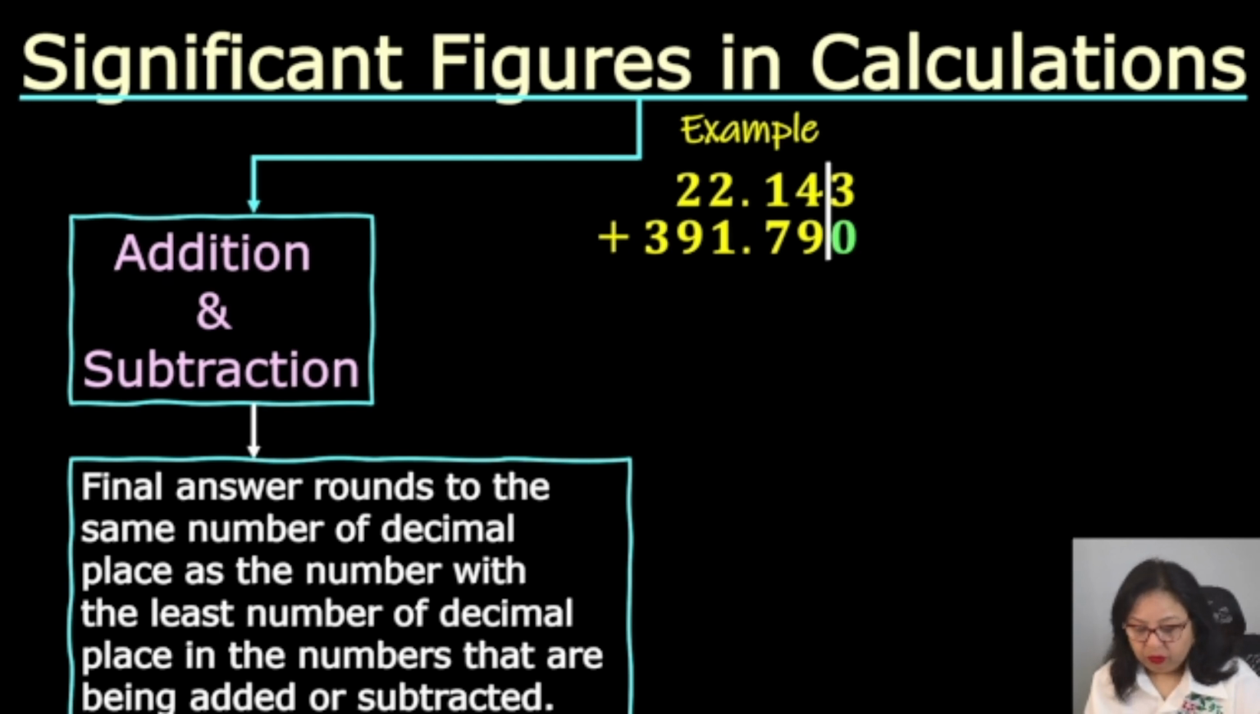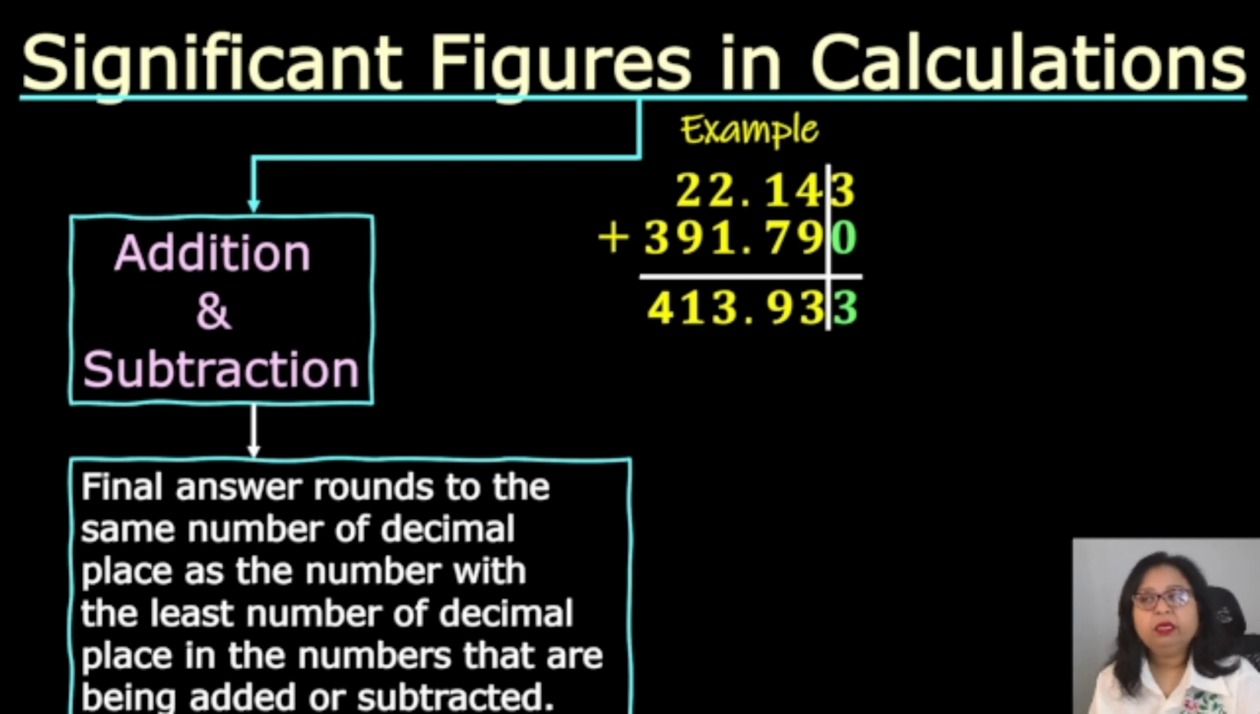Alright. So we're going to pretend that there's a 0 at the 1000th place for the second number. Why? Because there was nothing there to begin with. And putting a 0 there changes nothing. And after we put 0 there, we're going to go ahead and add these two numbers. And when we do that, we get 413.933. Now, according to the rule, we're going to round off this final answer to 2 decimal places.